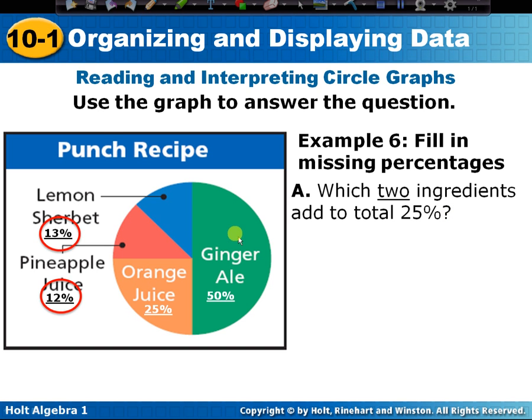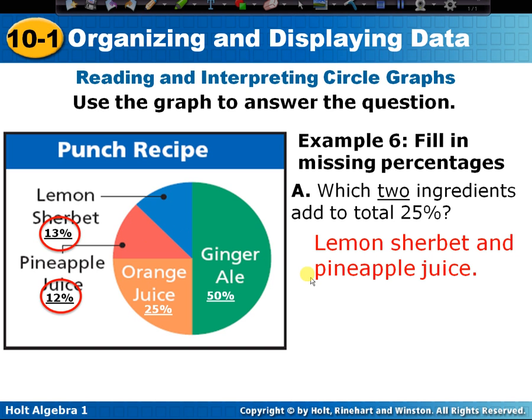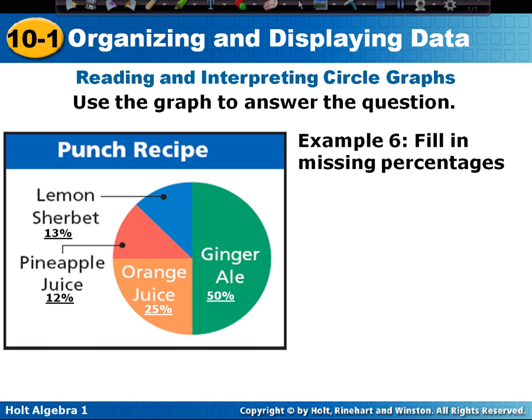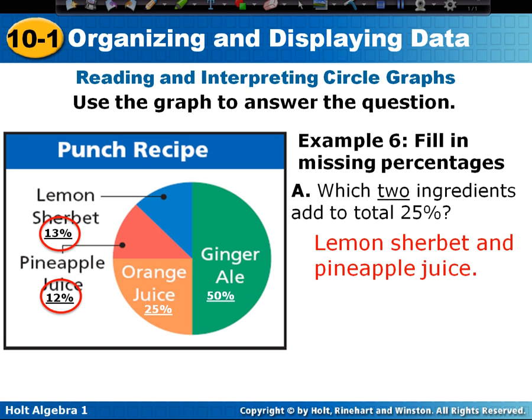So obviously you have your 50% here and your 25% here. So what's left of the pie or the circle graph is another 25%, because that would equal 100%, which is a whole. So our lemon sherbet and our pineapple juice are going to go in the blank there as our two ingredients that add up to a total of 25%. So write lemon sherbet and pineapple juice there in the blank as best you can. We're rewarding people who write really small today. Sorry. Make sure that you get that down.